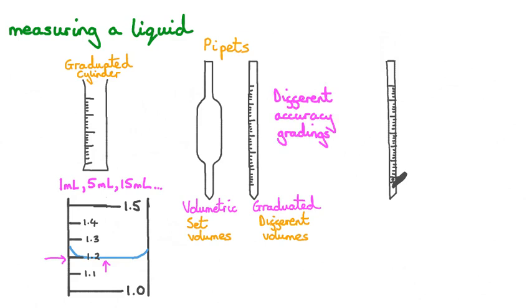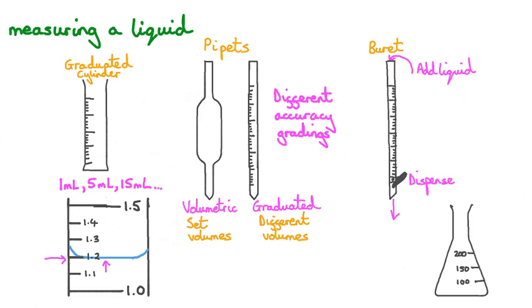Glass pipettes like these can come with different accuracy gradings. This tells you how accurately that particular piece of glassware will measure the volume that it says. You can use higher accuracy grading glassware for more accurate work. And of course, you can also use a burette to measure out a liquid. To do this, you simply add your liquid to the burette, making sure not to add any more than the top line, and then dispense the required amount using the tap at the bottom.